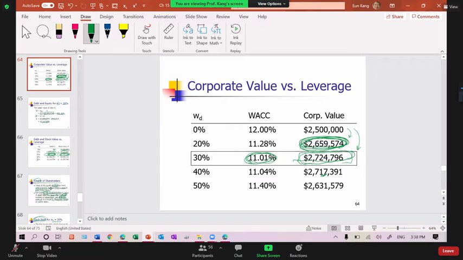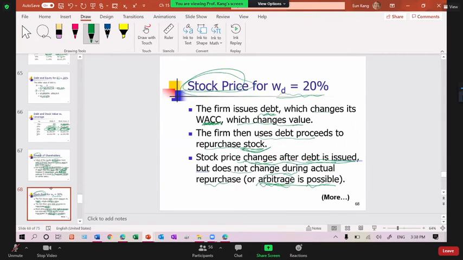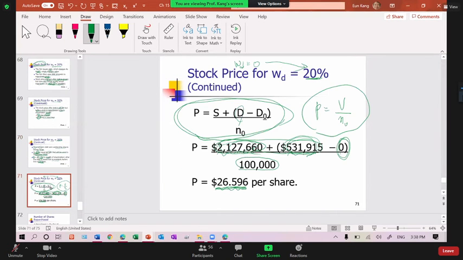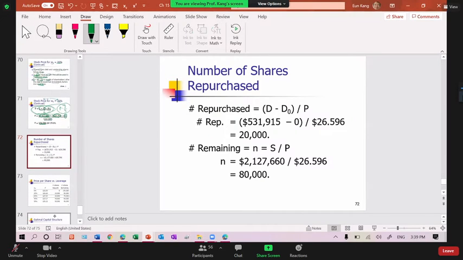That is 26.59, so 26.596, right? That is what's going on, okay? We use this formula, but since D0 is 0, it's just S plus D. S plus D is what? Total value, right? So you don't have to use this formula. Then the number of shares repurchased.